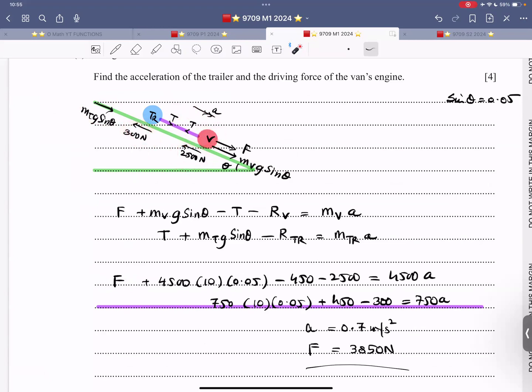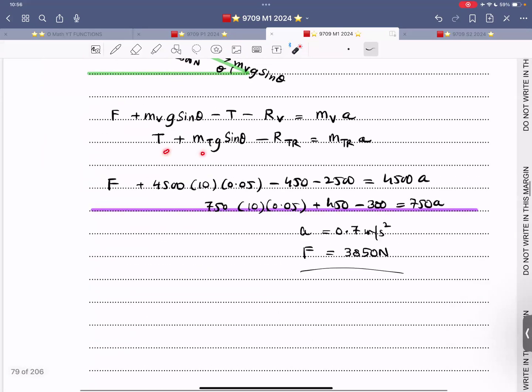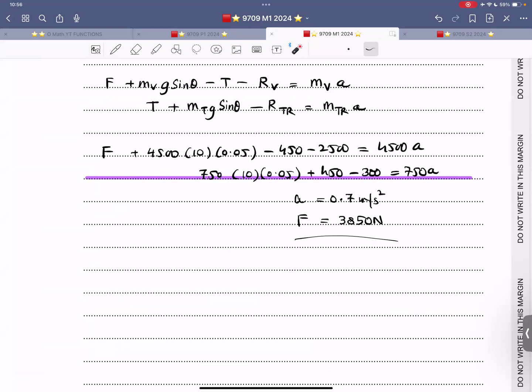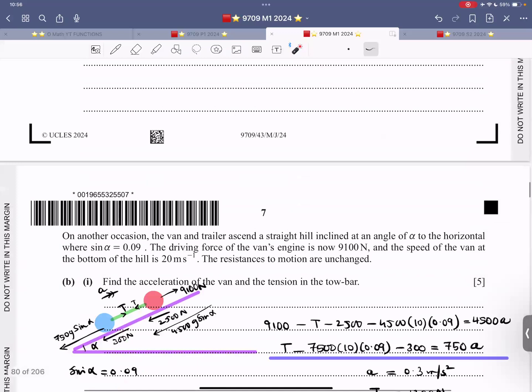Make one equation for each particle. F plus mg sine theta for van minus 2,500 minus T equals 4,500A. And then for the trailer: tension plus mg sine theta minus 300, that's the resistive force, equals mass into acceleration. So now, first of all, if I use the second equation, everything is known except for A. I find the value of A. I plug the value of A over here. I find F, which is the driving force. That's how this first part is done. Very simple. The second part.